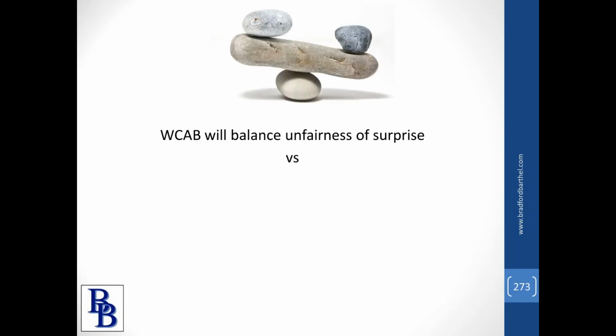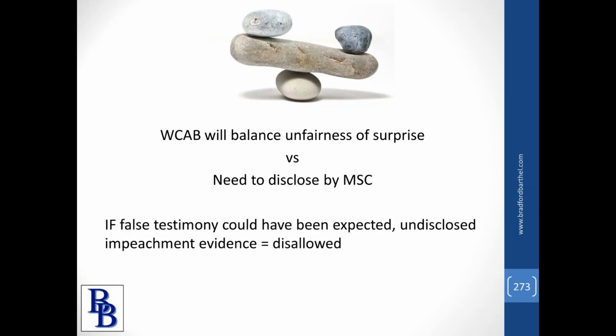In short, the WCAB is going to balance the fairness of being able to respond to an undue surprise versus the need of the parties to collect and disclose their evidence by the time of the MSC. If the false testimony could have been expected, undisclosed impeachment evidence will likely be disallowed.